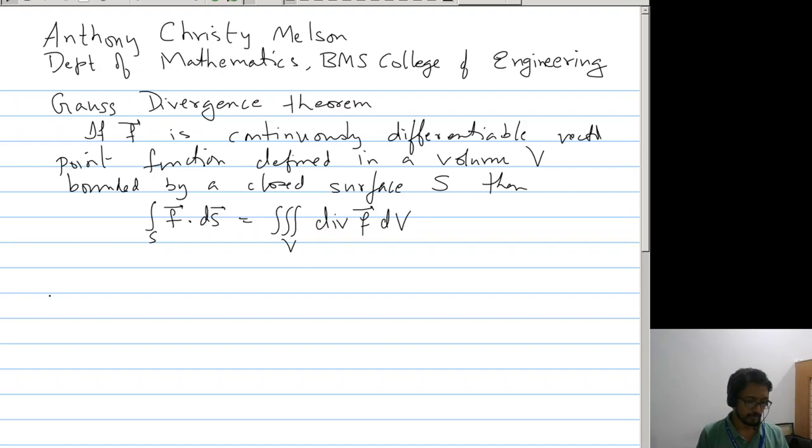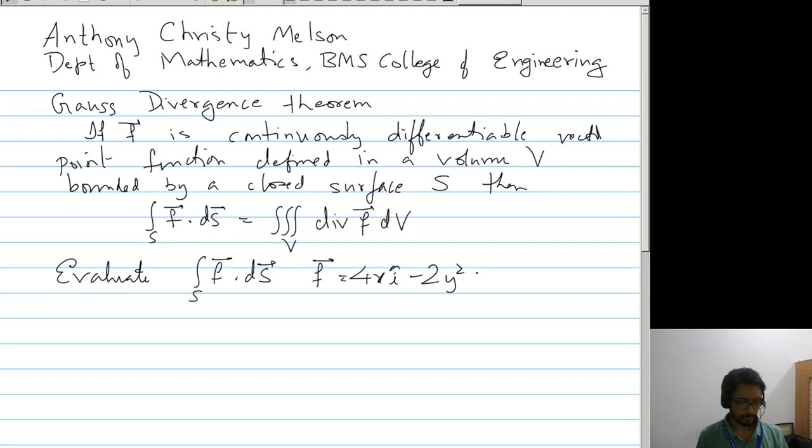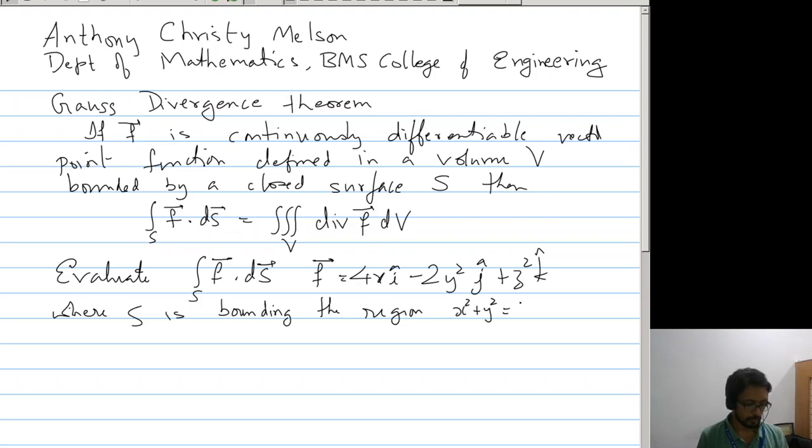To illustrate, we'll apply the divergence theorem to evaluate the surface integral of the vector 4x i cap minus 2y squared j cap plus z squared k cap, where S is the surface bounding the region x squared plus y squared equal to 4, z equal to 0, and z equal to 3.